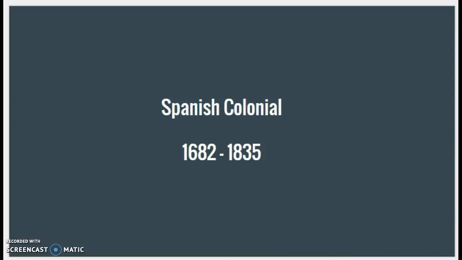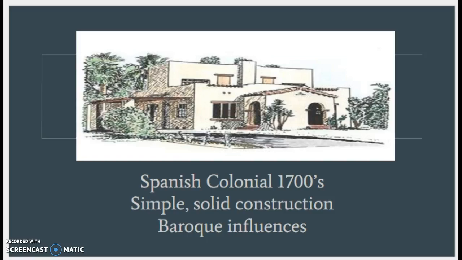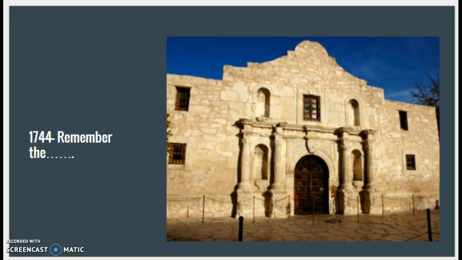During the Spanish colonial period, 26 missions were built in Texas. The missionaries and soldiers brought traditional methods from Spain for construction and design. Notice the Baroque ornamentation. By the 1750s, all missions were abandoned and desecularized.